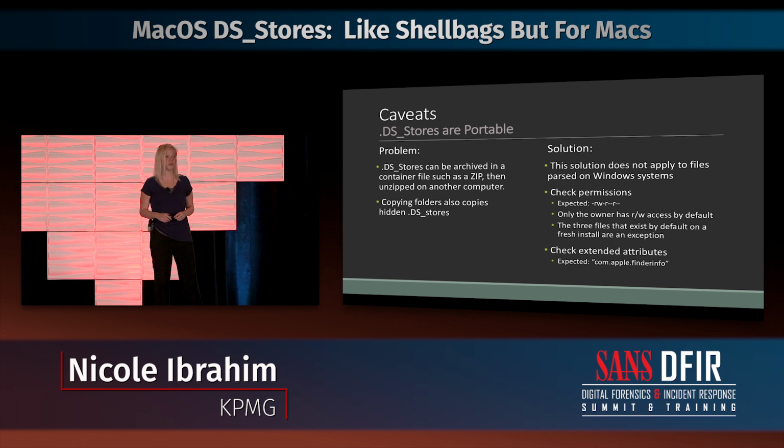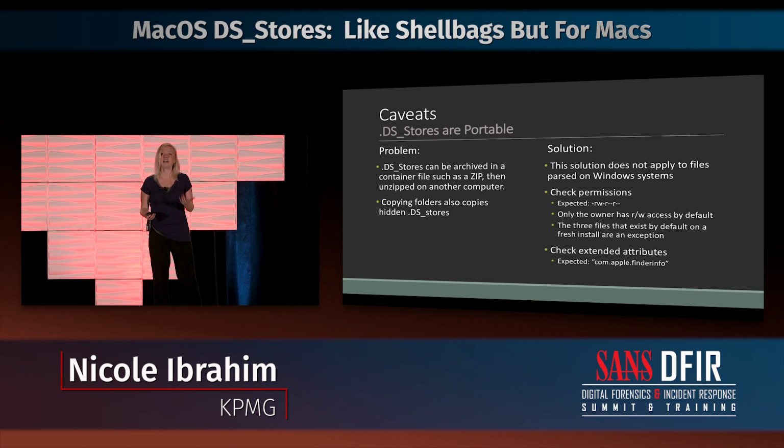In addition to the permissions, we need to see the extended attributes. The extended attributes for DSStores created by Finder, and not the result of somebody copying it, will have an extended attribute of com.apple.finderinfo. If it does not have this, then that is an indicator that it is likely from somewhere else.